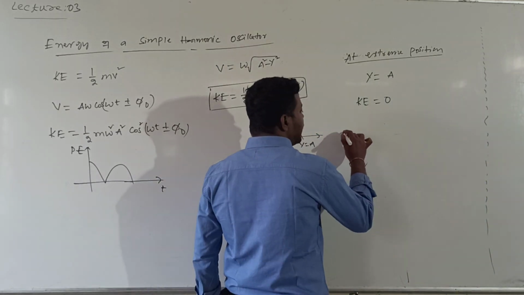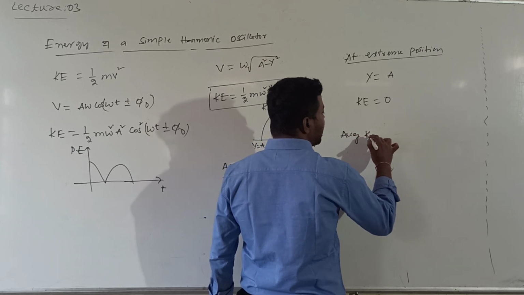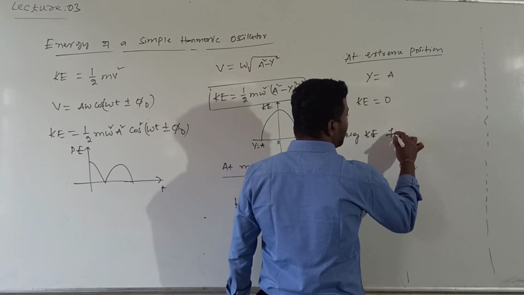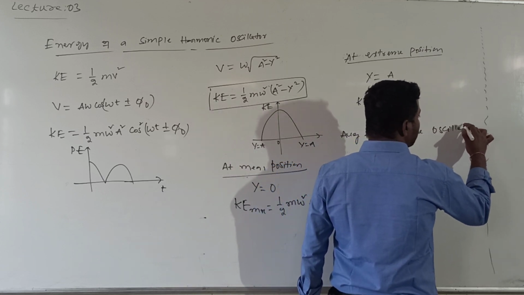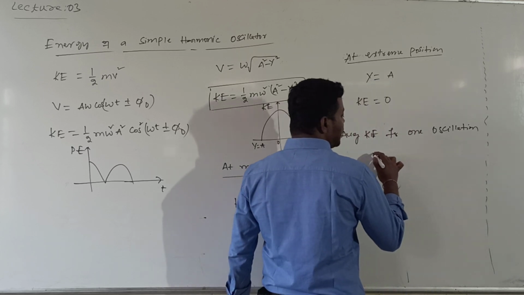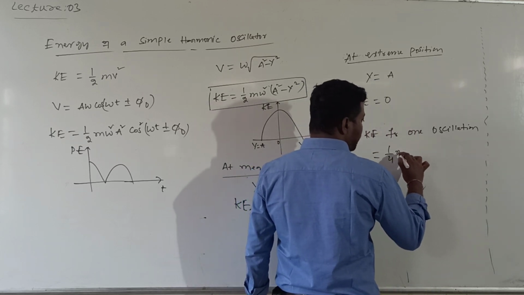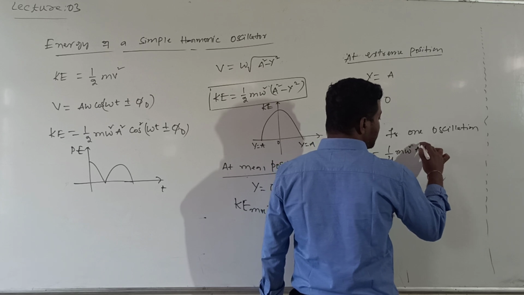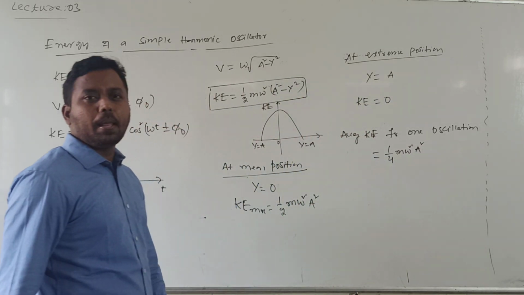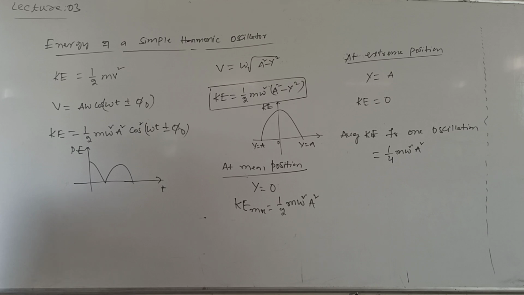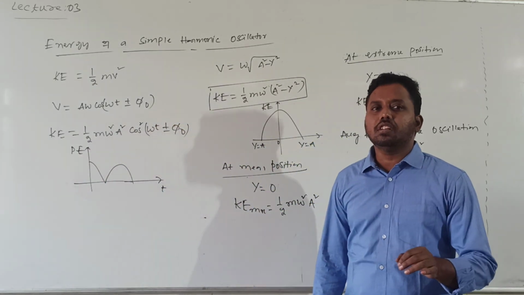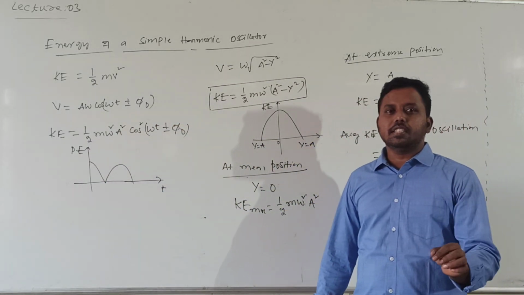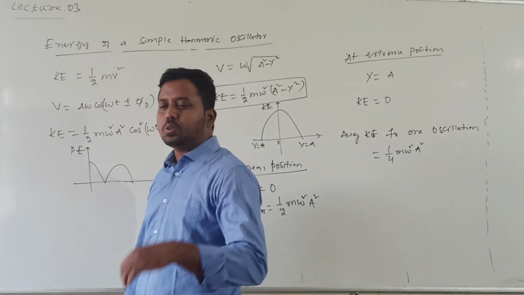So what is the average kinetic energy? For one oscillation, the average kinetic energy is given by 1 by 4 into m omega square into a square. So this is the kinetic energy of a particle executing simple harmonic motion. Potential energy is due to its position or configuration, and kinetic energy is due to motion.